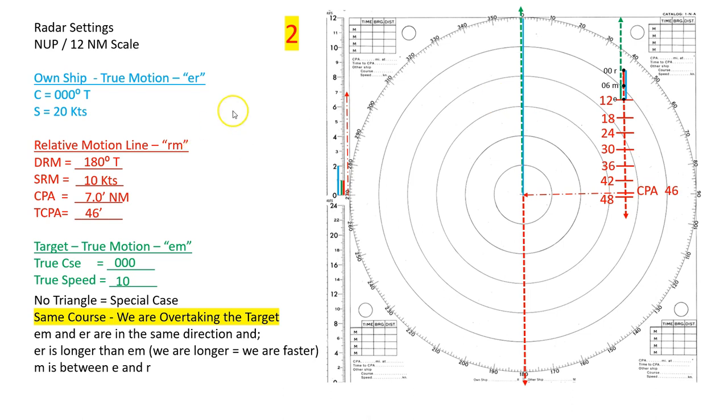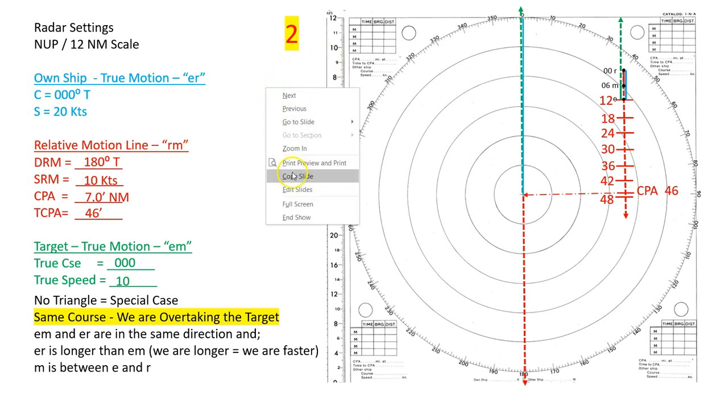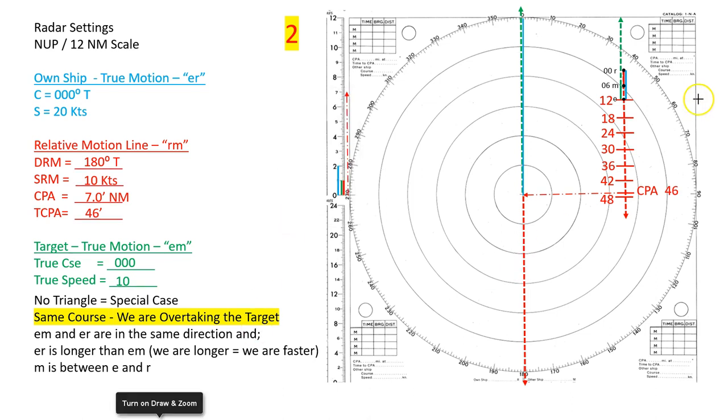Another way you could think about this would be to draw little lines comparing the vector of ER to EM. In this case, that is the length of ER, that is ours, and I could compare that to the length of EM there, which is theirs. You can see that both our motion and their motion are in the same direction. However, we are going faster than them. Okay, great. So let's continue.